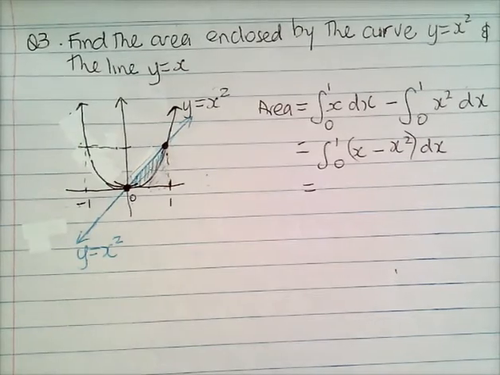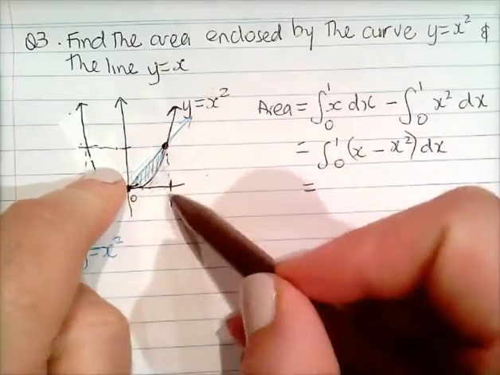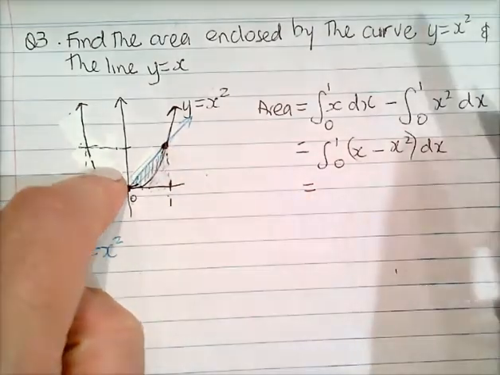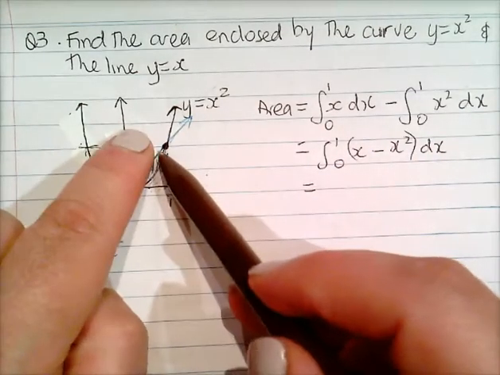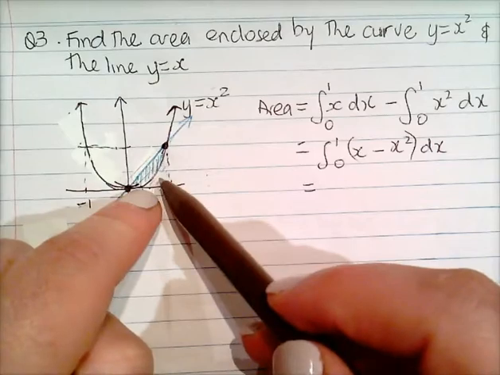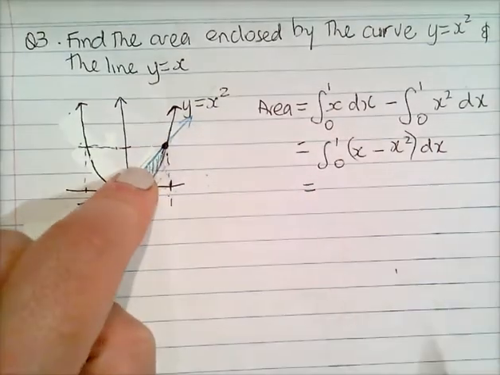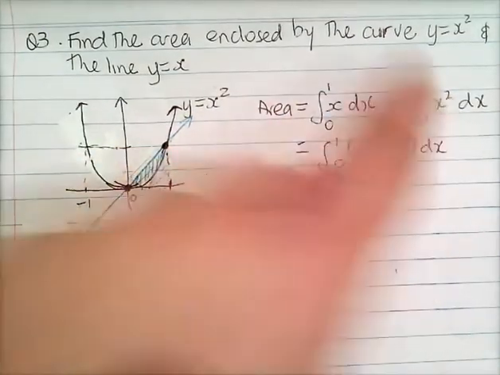The important thing is that we know that they intersect at x is 0 and x is 1. The other important thing is that you know which curve lies above which curve. So the straight line lies above the parabola. So you must do x minus x squared.